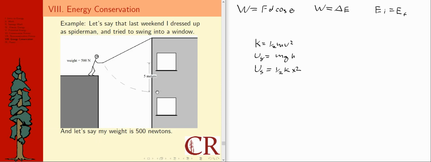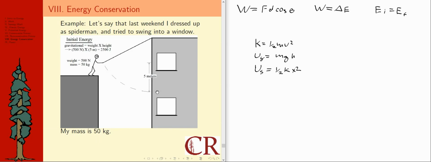So maybe that's an h value, right? Let's say my weight is 500 newtons. That would actually be m times g, right? Because m times g is my weight. That means my gravitational energy is weight times height. 500 times 5 is 2,500 joules. And so I've chosen some simple numbers here so the math is not that hard to follow.